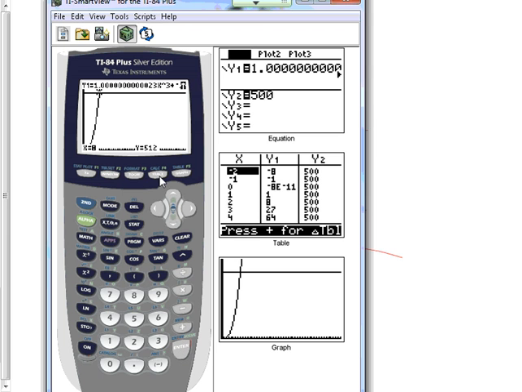Second calculate, and as soon as you go to value, it brings up X equals. And the other one is second calculate intersect, if you want where those two lines intersect.